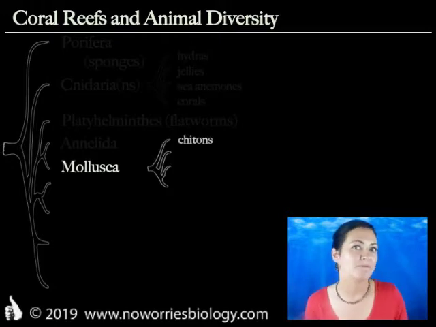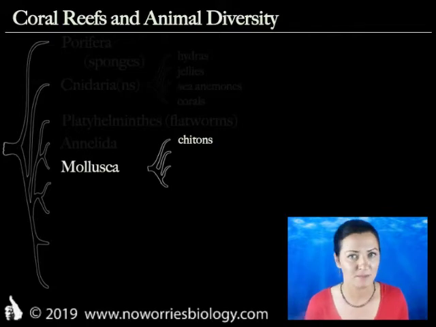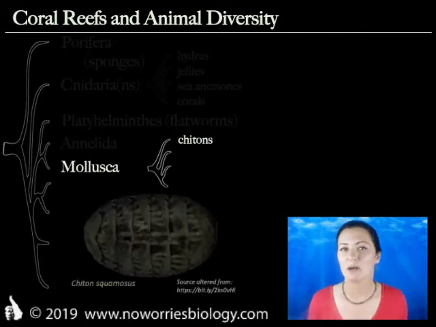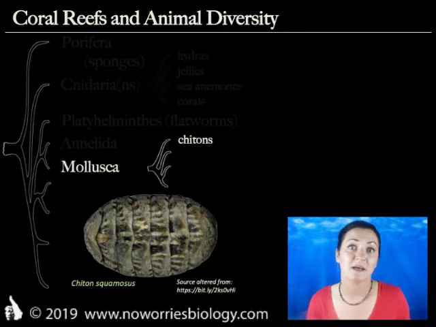Chitons are perhaps the least well-known class of mollusks, so we will only have a quick look at them. They look somewhat like snails, but their back is protected by 8 rigid plates.